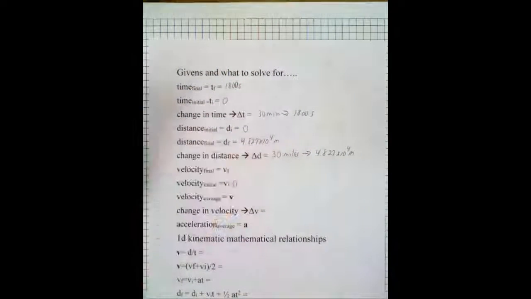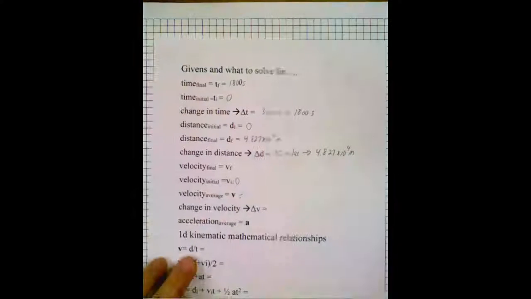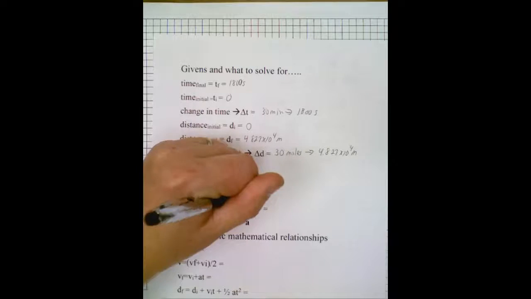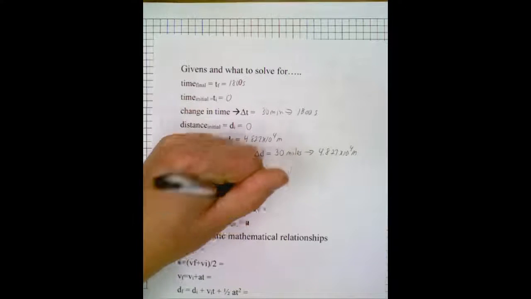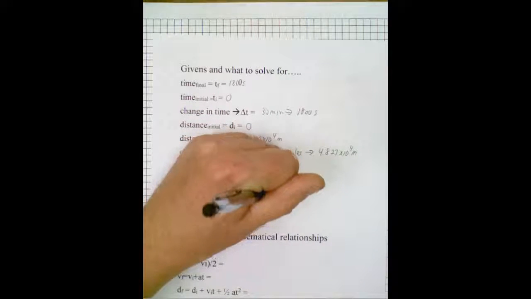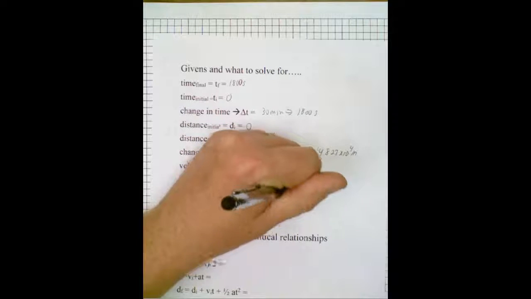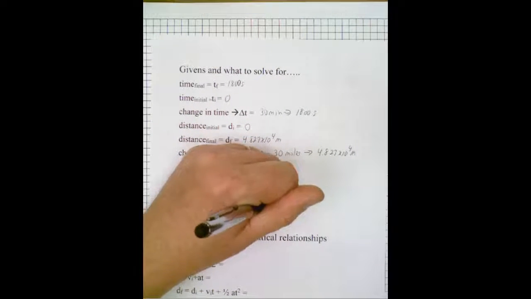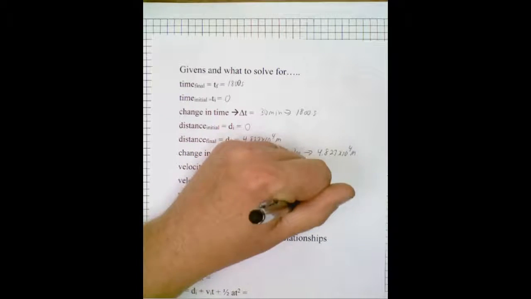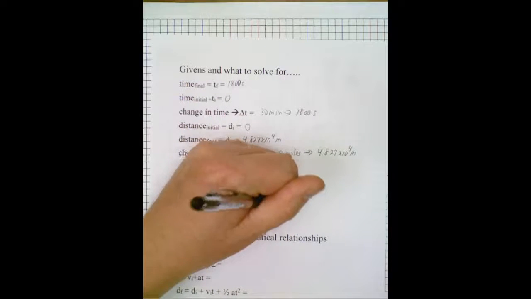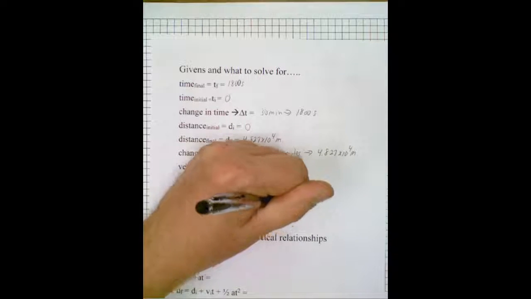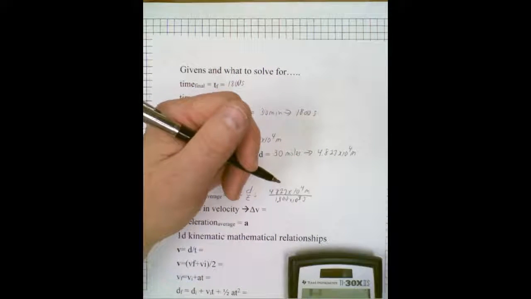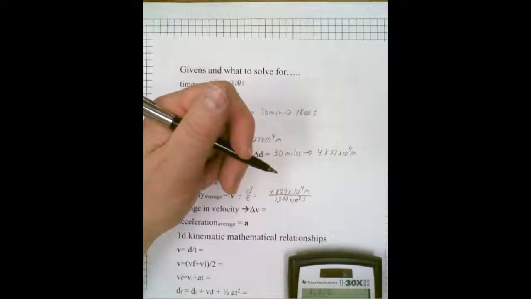Velocity average, we already know from the formulas down here, is change in distance over time. So we go d over t. This becomes 4.827 times 10 to the 4th meters divided by 1,800. I should probably put that in scientific notation too. 1.8123 times 10 to the 3rd. And we go 4.827.